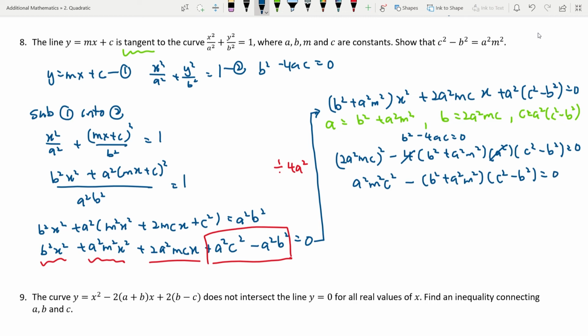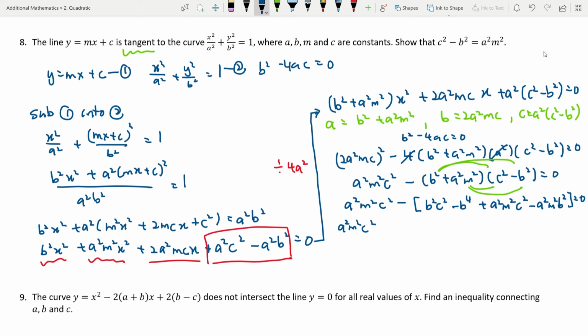Then we expand the bracket. a squared m squared c squared minus b squared c squared minus b power 4 plus a squared m squared c squared minus a squared m squared b squared equal to 0. Then we expand the bracket again. a squared m squared c squared minus b squared c squared plus b power 4 minus a squared m squared c squared plus a squared m squared b squared equal to 0.